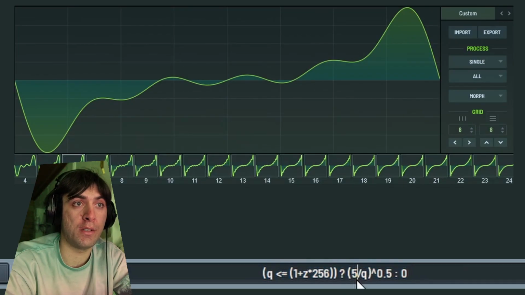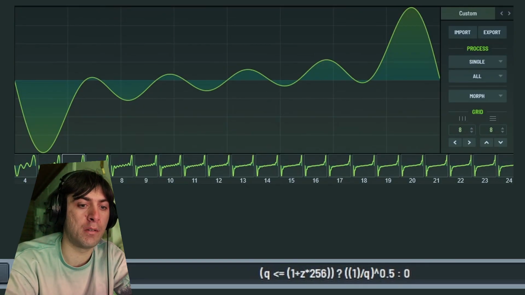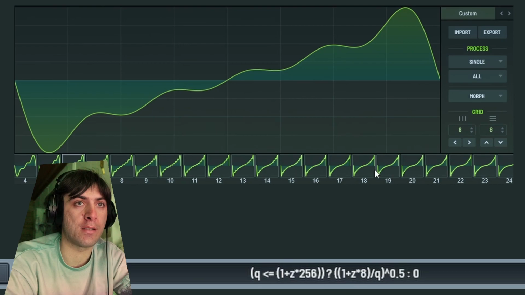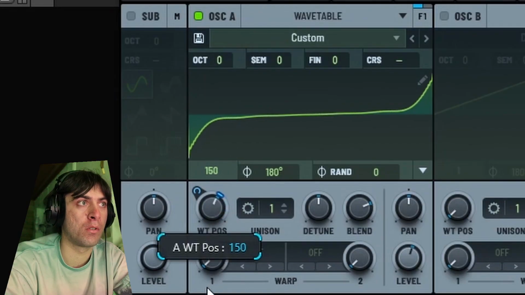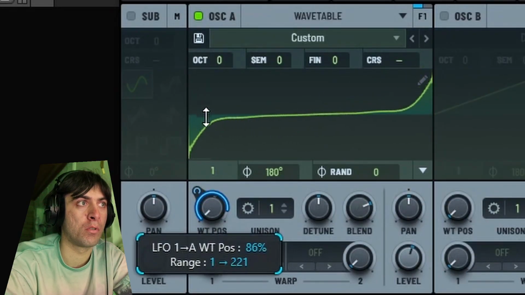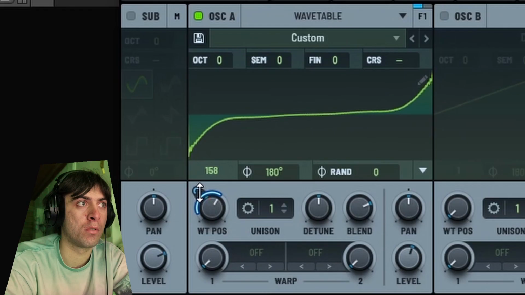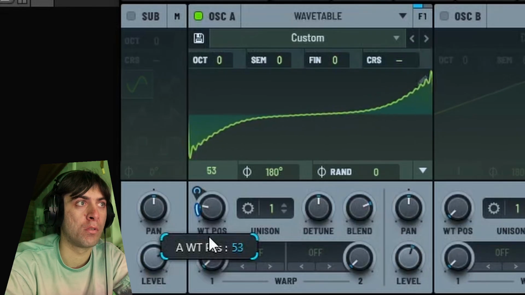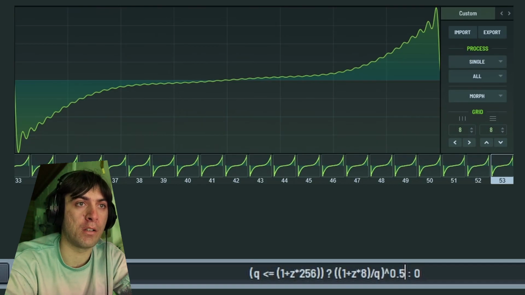Yeah. So for this thing, we can also think to ourselves, what happens if we just add 1 plus Z times, I don't know, 8 or something. And now this will get stronger throughout the wavetable and give us more edge. What does that sound like? Cool, kind of a laser tone. I like that. What do we get from this to the power of 1?